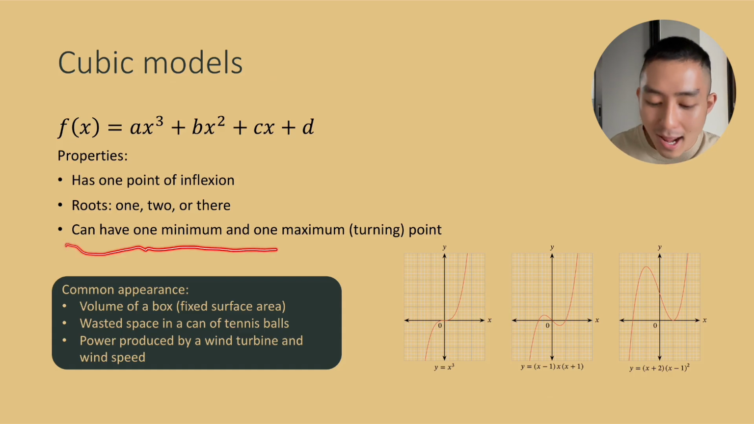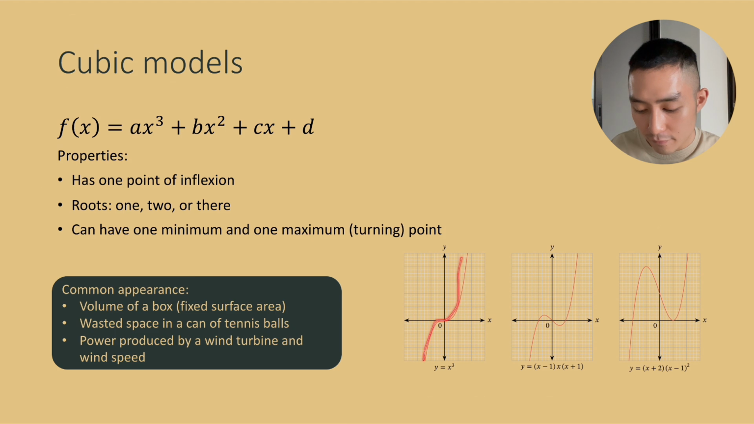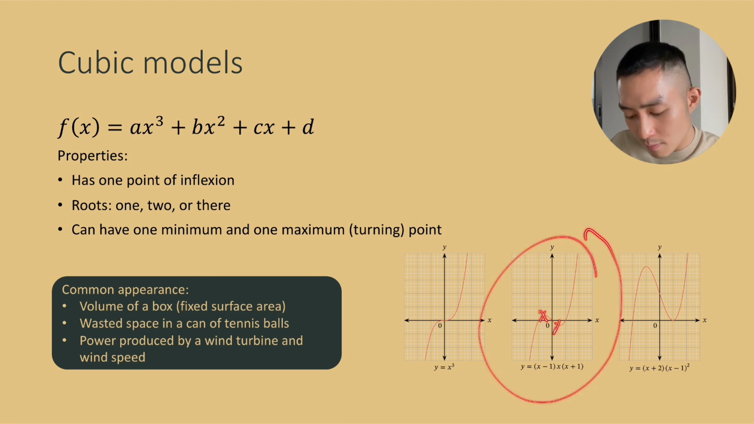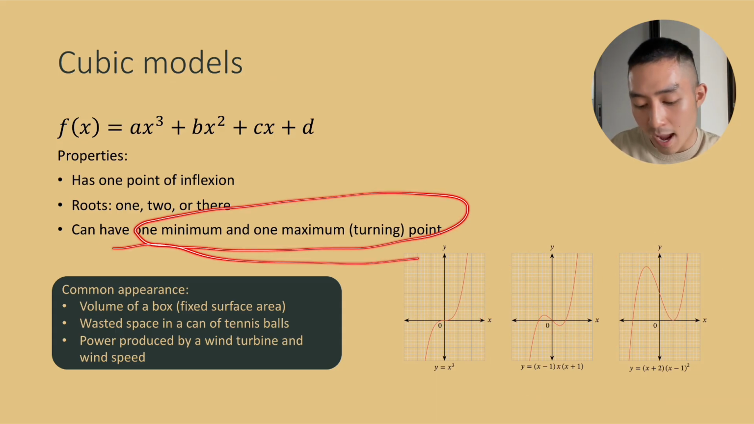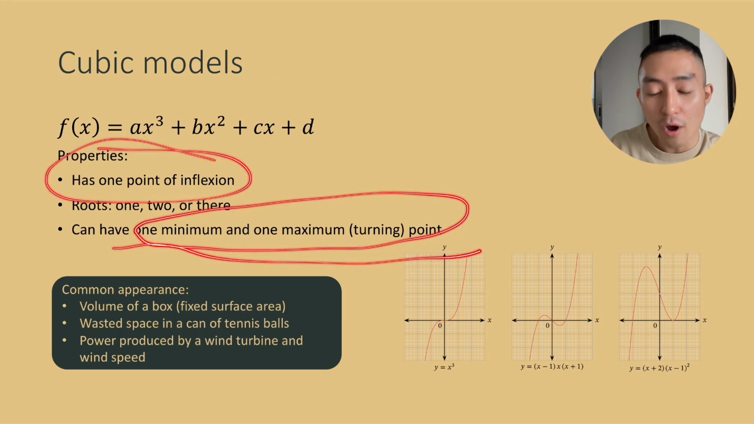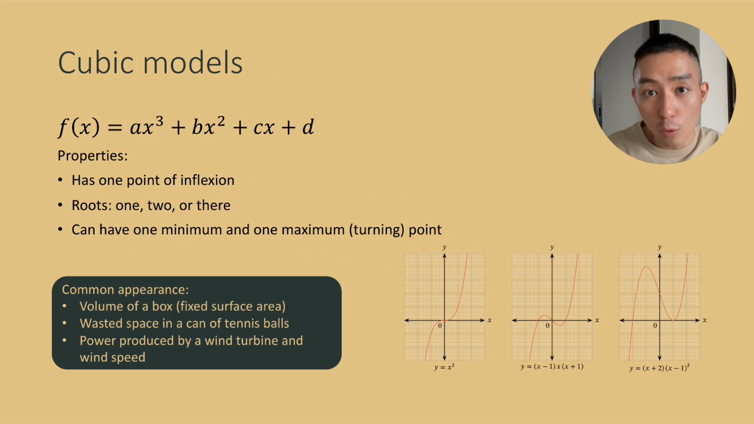And it can have a minimum and maximum turning point. In this case, we don't have. In this part, we have local maximum and local minimum. Well, they might have minimum and maximum turning points, but they will always have a point of inflection, and that is what you need to take note for the exam.